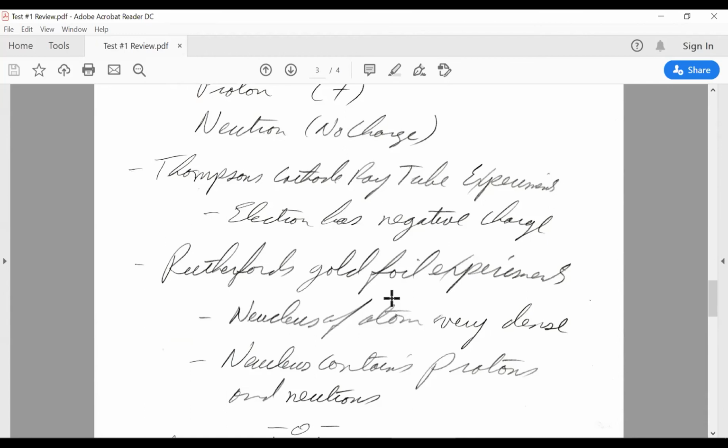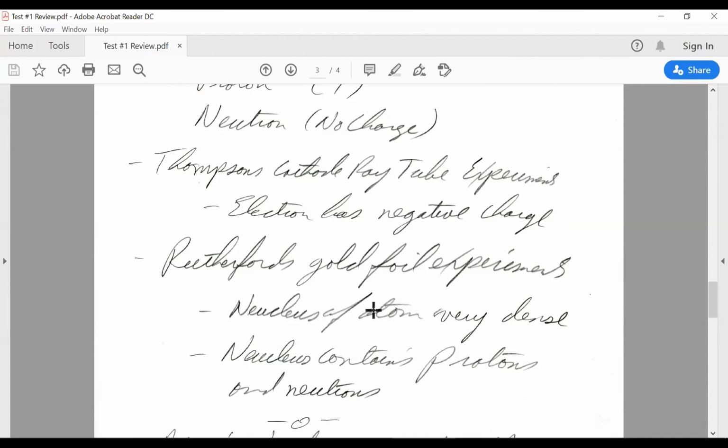Again, Rutherford's gold foil experiments, which happened about 1905, not that long ago in the history of mankind. The nucleus is very dense, and the nucleus, which is the center of an atom, contains protons and neutrons. On that test, I asked you both, what did Rutherford's gold foil experiment tell us? And another question, what's in the nucleus of an atom? Protons, neutrons.